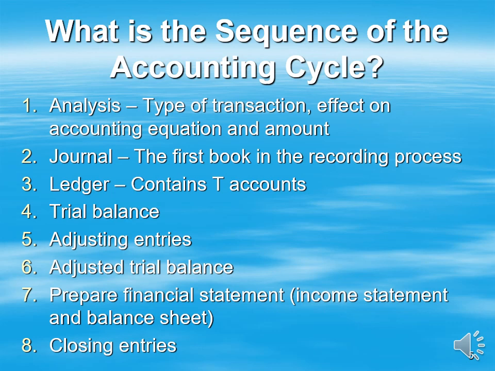After you have prepared the trial balance, you have to do step 5, which is doing the adjusting entries. Then you do step 6, which is preparing a new trial balance, called the adjusted trial balance. After that, you can do step 7, which is to prepare the financial statements for the business. And step 8 is doing the closing entries.